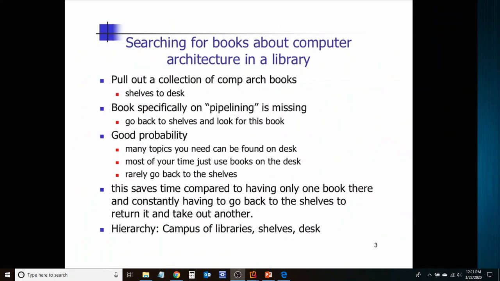Okay. Now, the famous analogy to this when you think about memory is how do you search for books on a particular topic? In this case, we are going to consider computer architecture in a library. Say you have a campus of libraries, and in each library you have several shelves, and you are right now sitting at a desk with several books in front of you, trying to write something about computer architecture. So the first thing that we will probably do is, once you find that particular library, go into that library and pull out a collection of computer architecture books. Then you will go to the shelves, search for those books, and take those books to your desk.